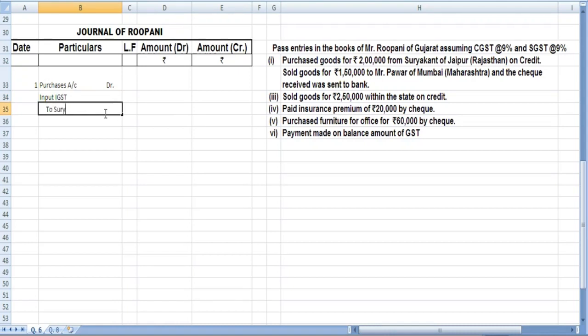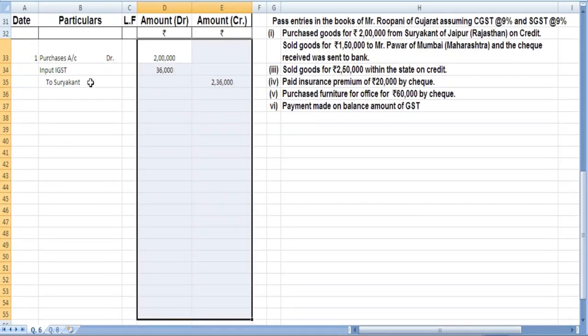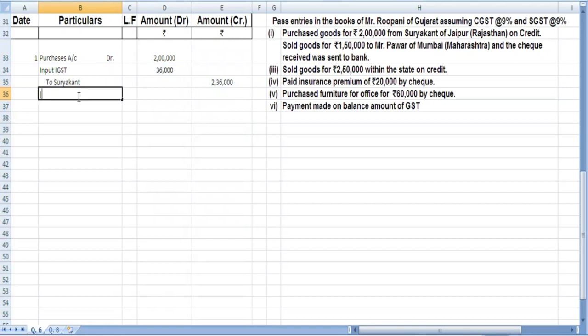to Suryakant. Suryakant here is the giver of the goods. So we will write here purchase was for 2 lakh, input is 36,000, that is 18% of 2 lakh, and then to Suryakant 2 lakh 36,000. Okay, so we're going to centralize this. Now we'll write the narration.